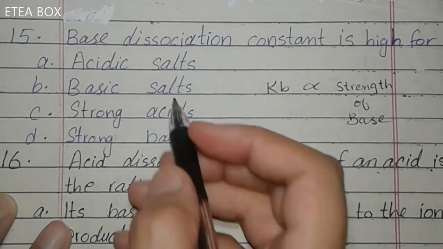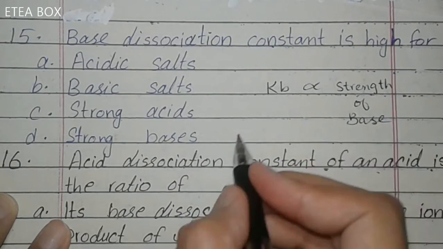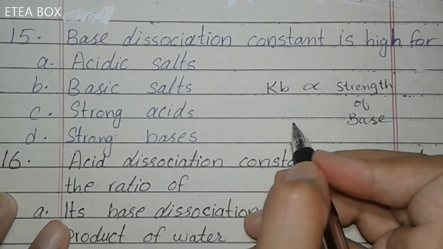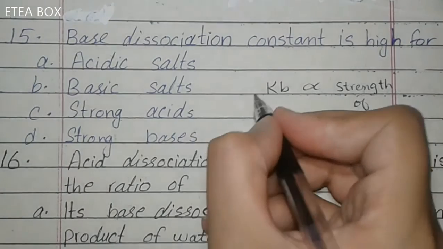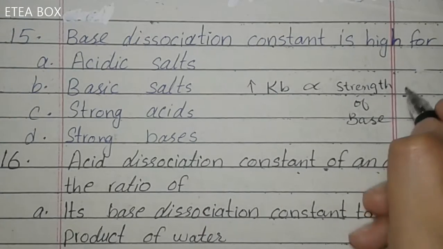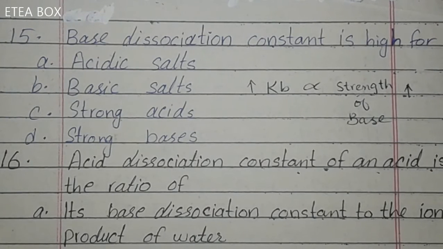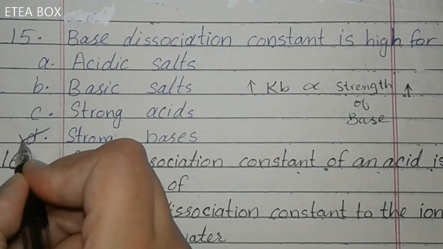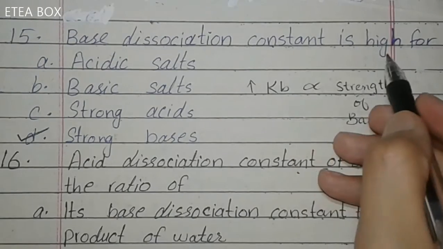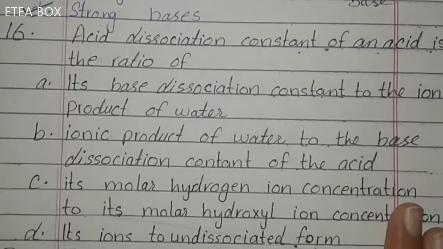15. Base dissociation constant is high for. Now look at here, we know that Kb is directly proportional to the strength of base. So when Kb is high, it means that the strength of base will be high. It means that option D is correct. Base dissociation constant will be high for strong bases. Look at the 16 one.